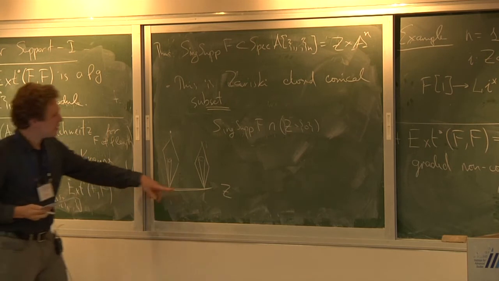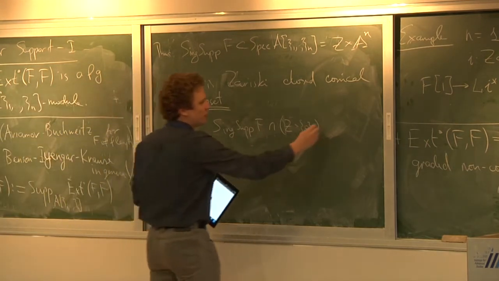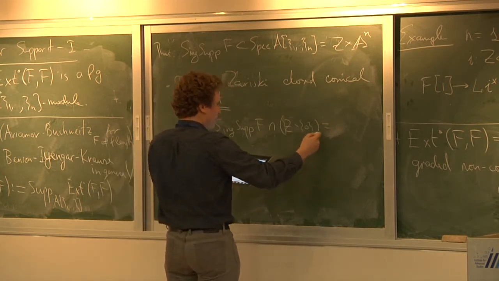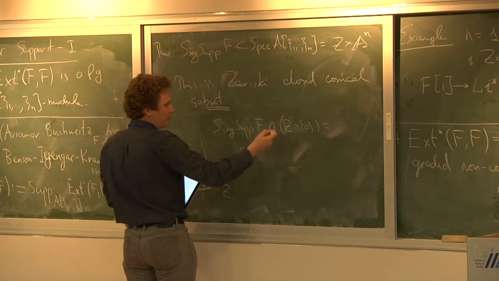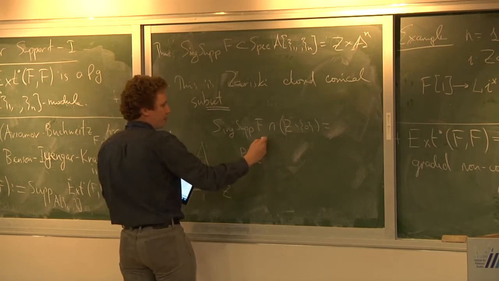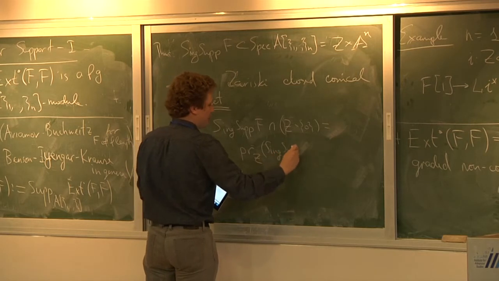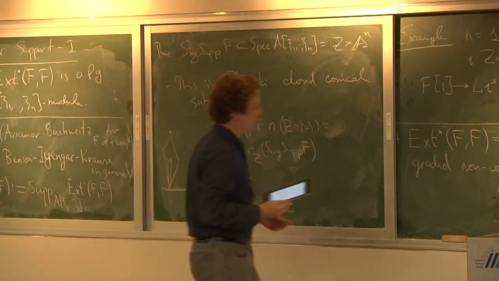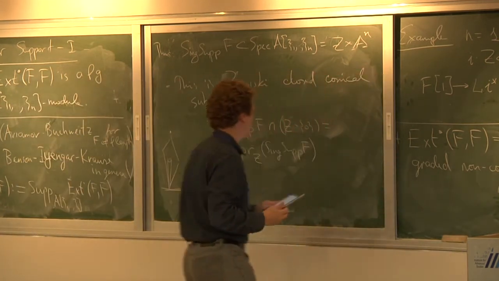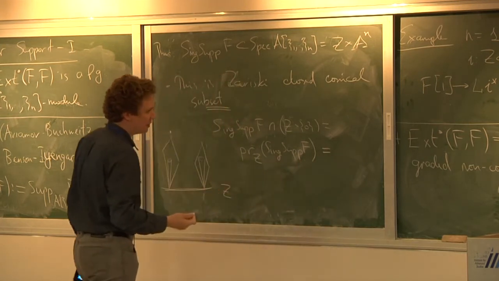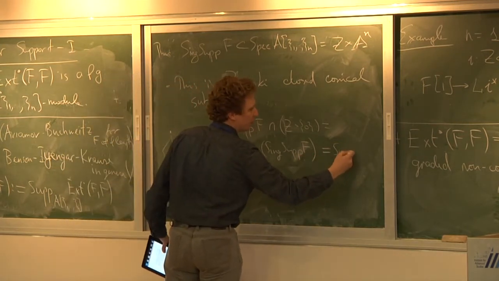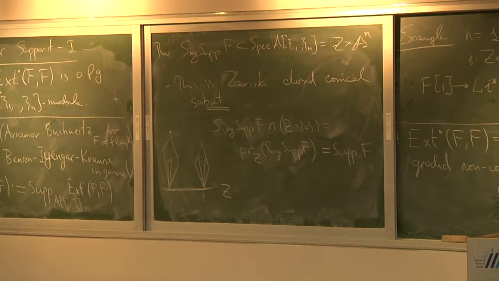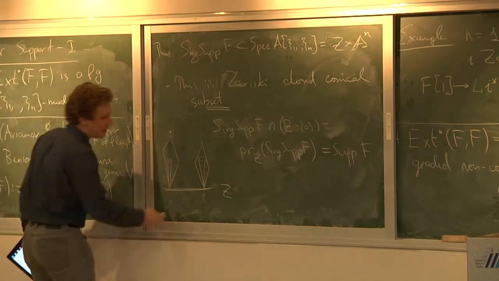Yeah, so what I was going to say is that because it's conical, its intersection with the zero locus is the same as its projection onto Z. But this just means that I look at the support of this as an A module. And so this is, in fact, simply the usual support of F. So in other words, this notion is a refinement of the classical notion of support.